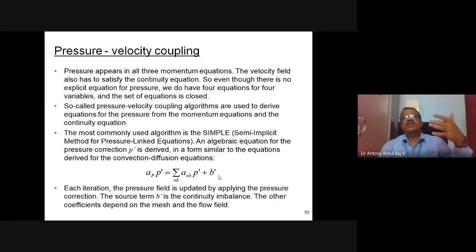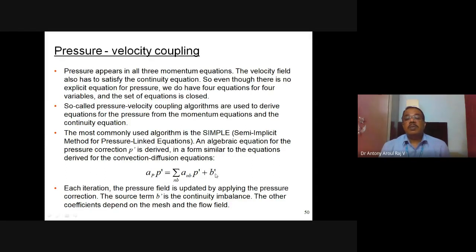So the first step of the SIMPLE algorithm is you go with the guess values for the velocities and pressure. First you go to the momentum equation only, where you solve U star and V star if it's a 2D problem, or U star, V star and W star if it's a 3D problem. Those terms will be there in this term P dash. Now when I put this term inside, the pressure will get corrected.